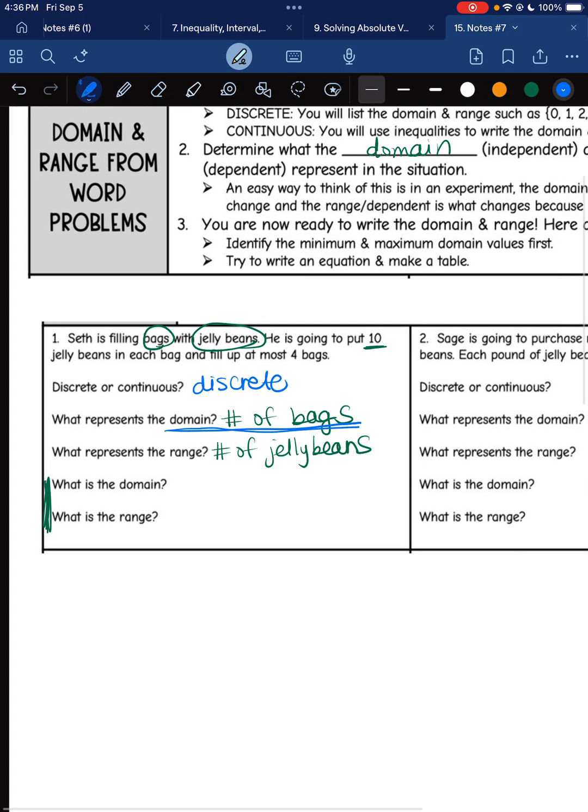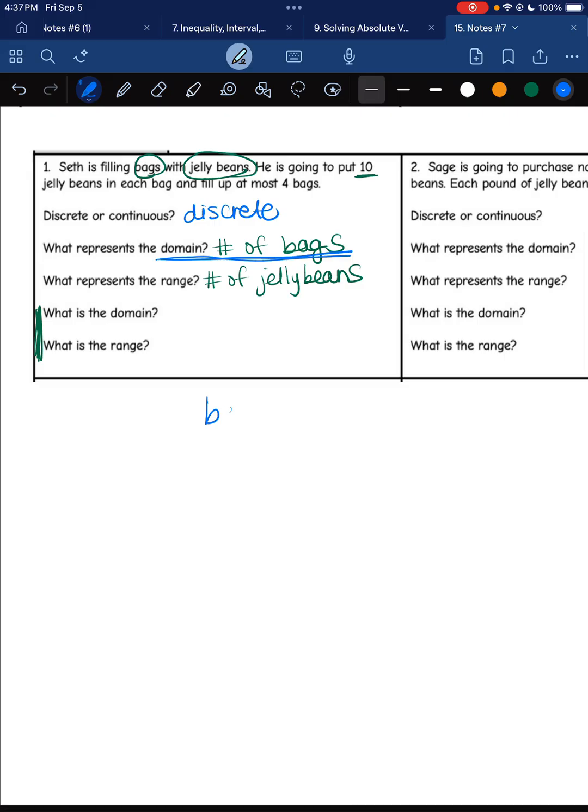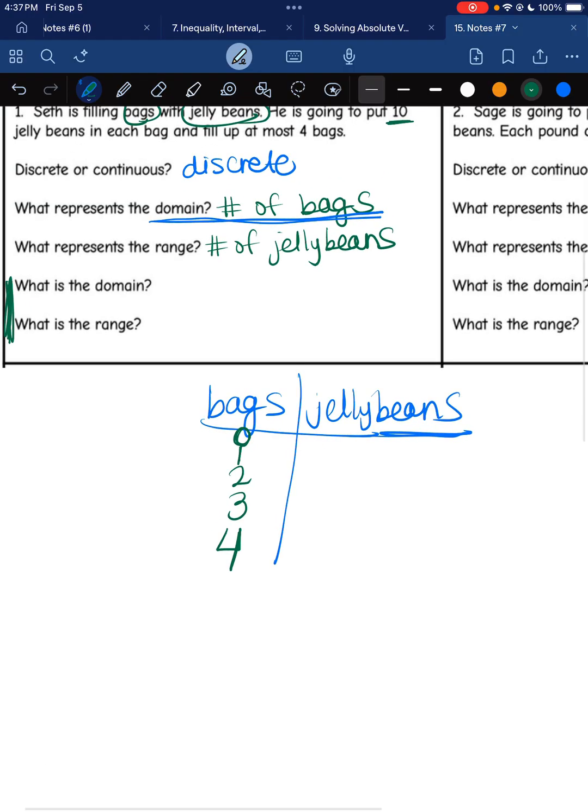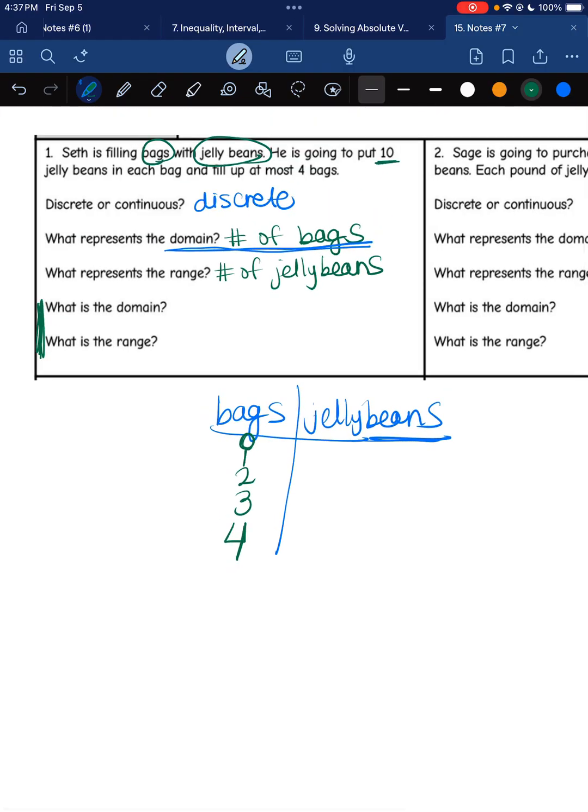And then it helps if you create a little table. So bags is first, because that's the domain. And then jelly beans. And just read the problem to see what they tell you. So this says that for the bags, we're going to have at most 4. This is the most. So that means that I can have 3 bags, 2 bags, 1 bag, even 0 bags. That's a possibility. And then I am told that there are 10 jelly beans in each bag.